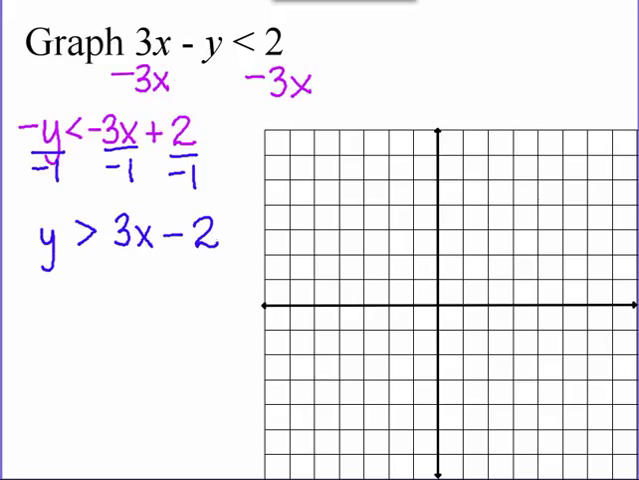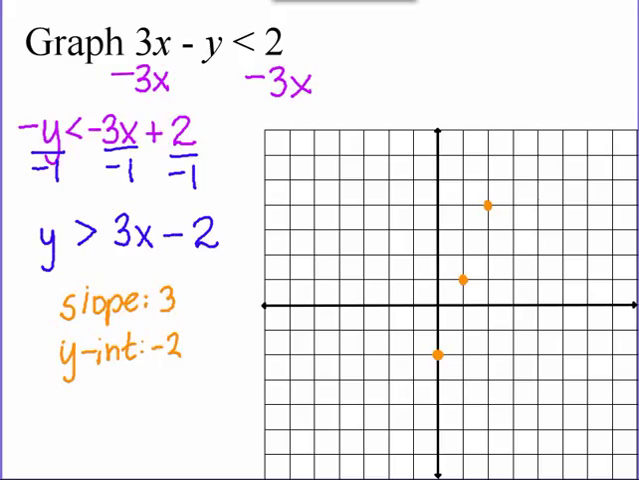Now looking at that, what is my slope? 3. So my slope is 3. What is my y-intercept? Negative 2. So I'm going to come over to my graph and put a dot at negative 2. Slope of 3 means you do what? Up 3 over 1.